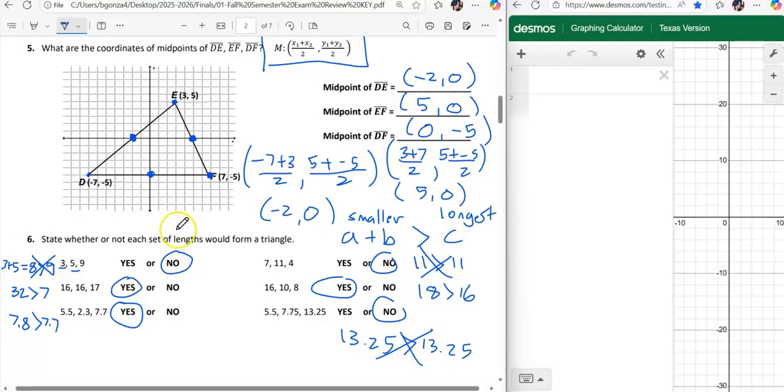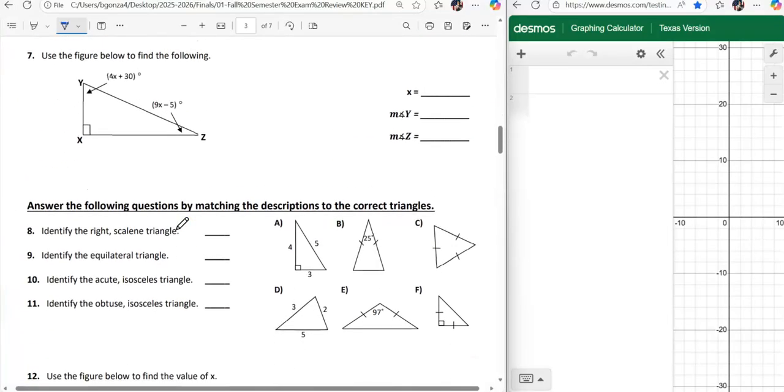Okay, next page. Once again, a triangle adds up to 180 degrees on the inside. That's the triangle sum theorem. So let's add up all these values. So we got 4x plus 30 plus 9x minus 5. And people forget, but don't forget this one right here. This means 90. And it equals the triangle sum of 180.